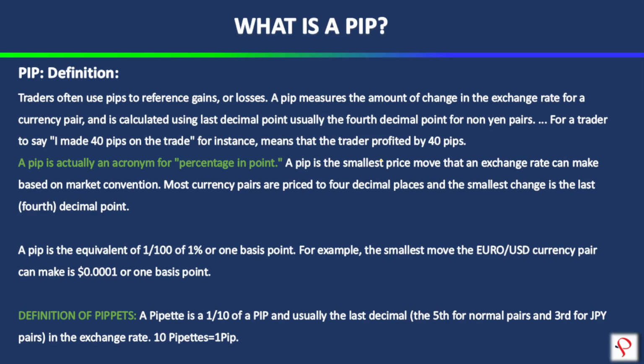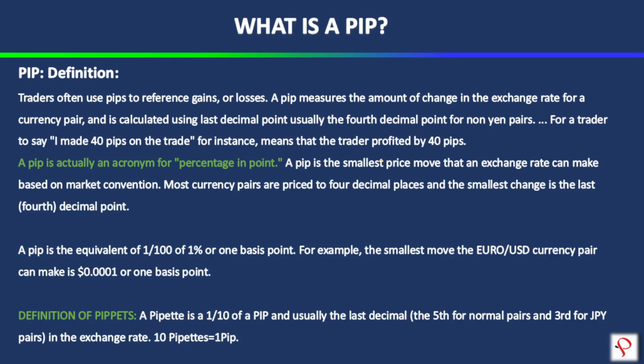Now let's talk about pip. What is a pip? Traders often use pips to reference gains or losses. A pip measures the amount of change in the exchange rate for a currency pair and is calculated using the last decimal point, usually the 4th decimal point for non-yen pairs. For a trader to say I made 40 pips on the trade, for instance, means that the trader profited by 40 pips. A pip is actually an acronym for percentage in point.